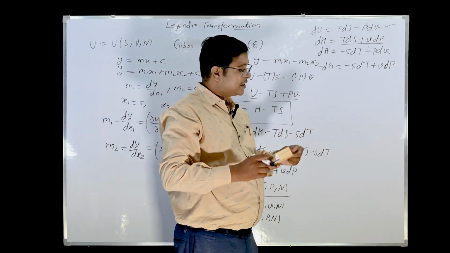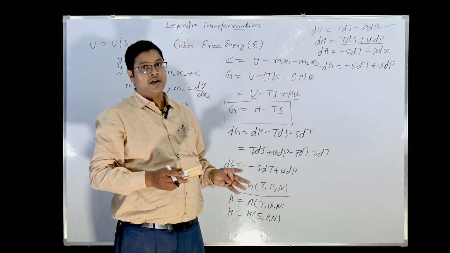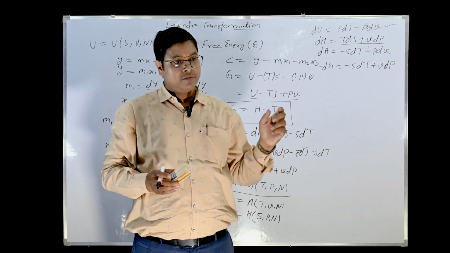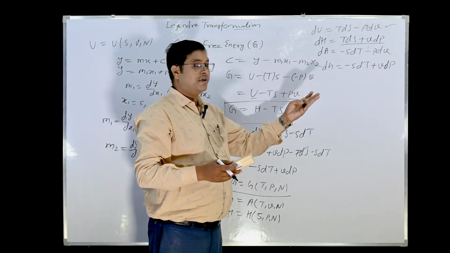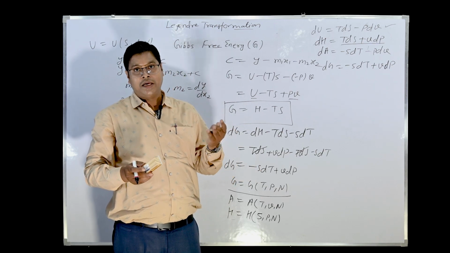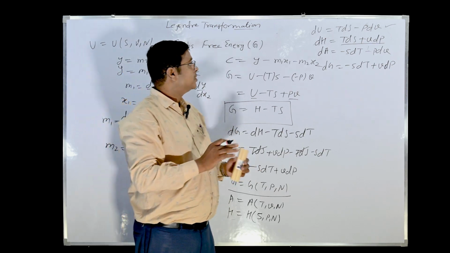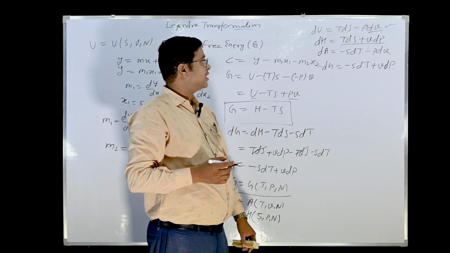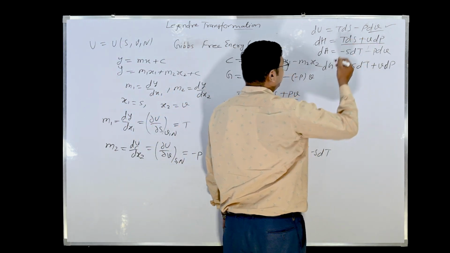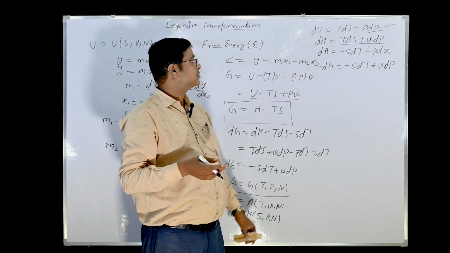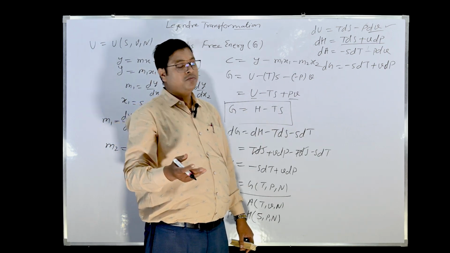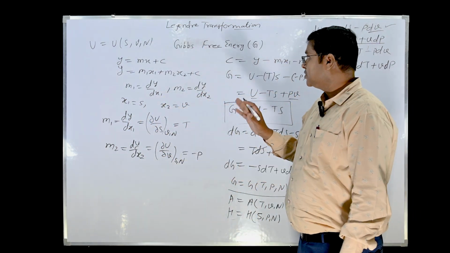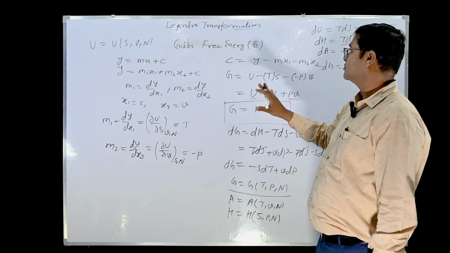So my conclusion is that all these four relations are energy representations, but energy is measured with different variables, and due to those different variables we call them by different names, but these all are energy only. So when we measure the change in energy in terms of volume and entropy, we consider internal energy. When pressure and entropy are our focus parameters, we call it enthalpy. If temperature and volume are there, we call it Helmholtz free energy, and if temperature and pressure are there, we call it Gibbs free energy. So this is the complete application of the Legendre transformation.